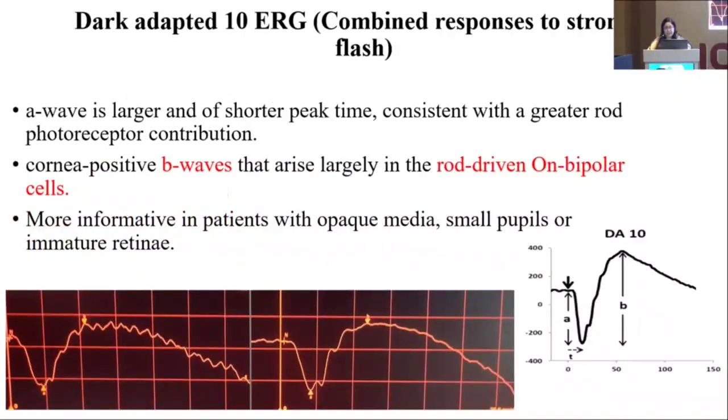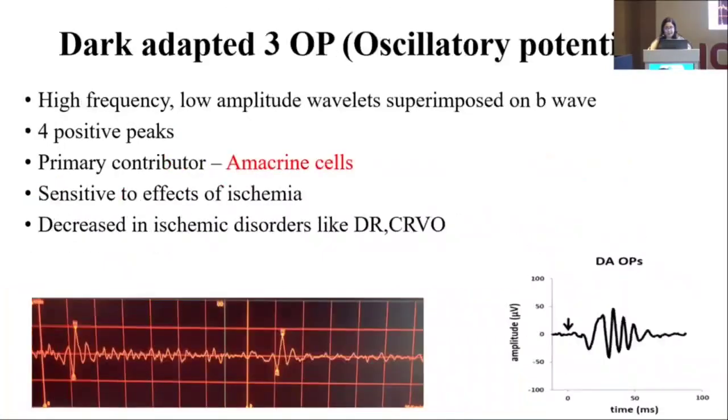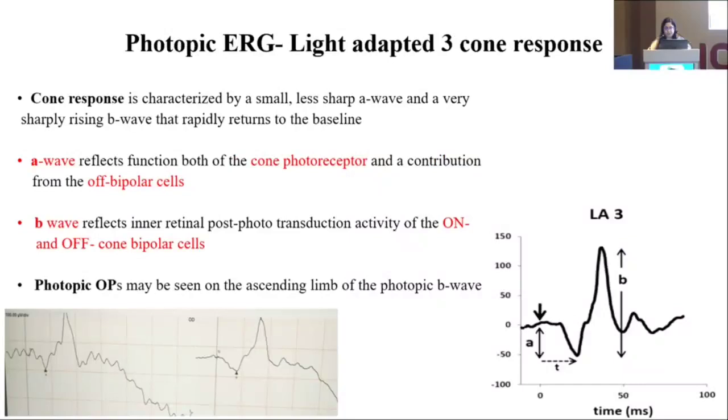Dark adapted 10 ERG is also a combined response to a stronger flash, and it is more informative in patients with opaque media, small pupils, or immature retina. B waves arise largely from rod-driven on bipolar cells. Dark adapted 3 oscillatory potentials are low amplitude wavelets superimposed on the B wave. The primary contributor is amacrine cells. It's sensitive to the effects of ischemia and decreased in ischemic disorders like DR and CRVO.